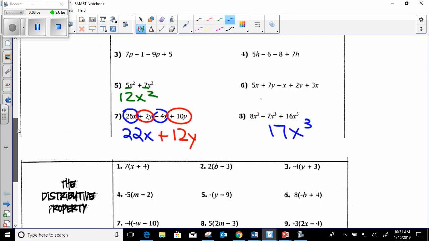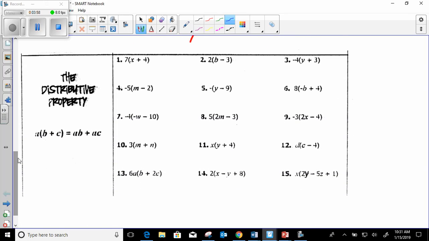Let's go down to the bottom. Number 5. Now, number 5 is tricky. There's a negative 1 on the outside. Always put a 1 there. It'll make it so much easier. So change this problem to a negative 1. Now, you could put a 1 in front of the y, minus 9. Now, solve it.